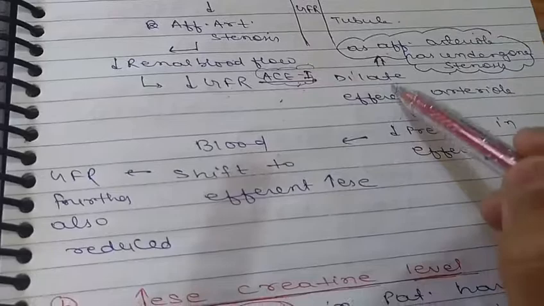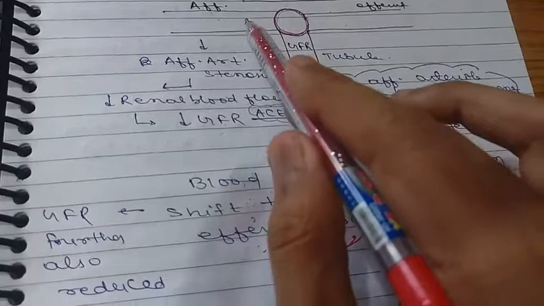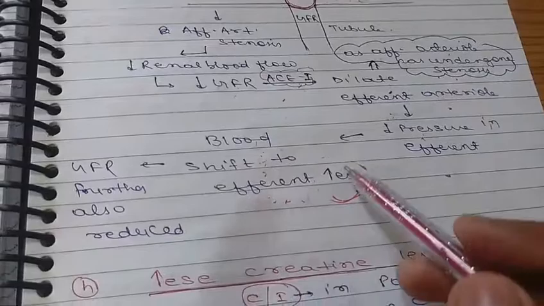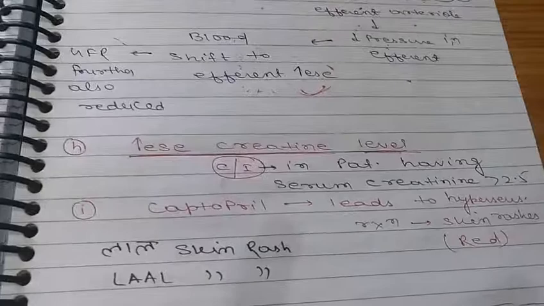As the efferent arteriole has undergone stenosis, this will lead to dilation of the efferent arteriole. Then the pressure in the efferent will decrease because of dilation, so blood shifts from high pressure to low pressure. Normally blood also comes from afferent to efferent, but due to the greater pressure gradient, more blood will shift to the efferent. This will reduce GFR further. GFR has already decreased here, but due to ACE inhibitors, a further decrease in GFR is seen. Clear?